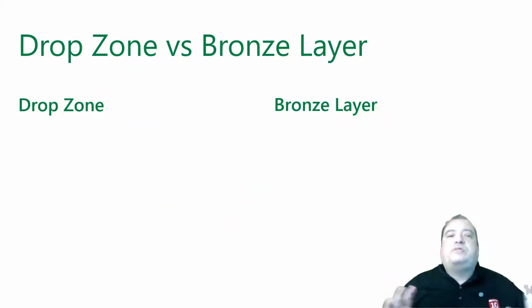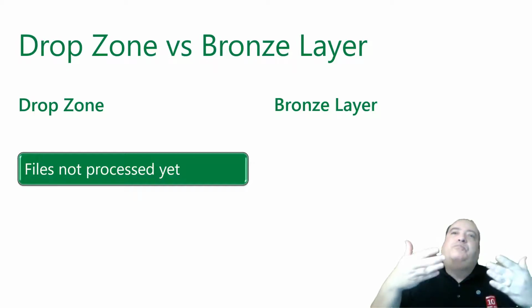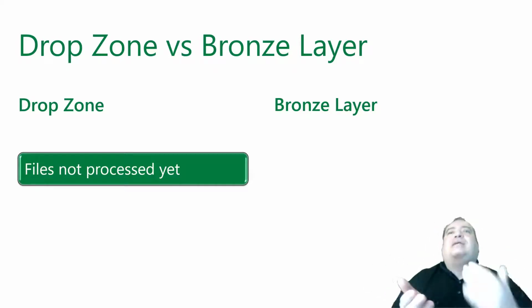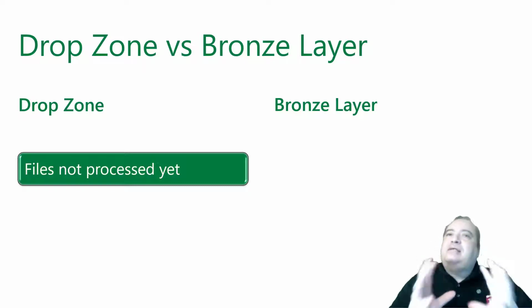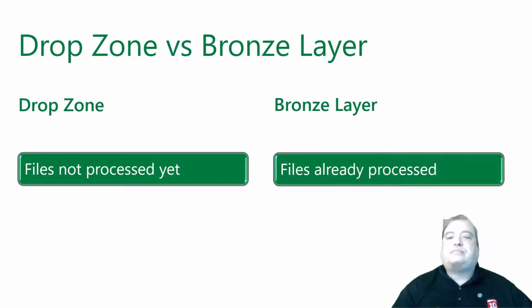Let's talk about the difference between a drop zone and the bronze layer. A drop zone receives files not processed yet. All the files arriving in the drop zone are files that have not been processed yet. If we try to mix files that are not processed yet and files that have already been processed, the idea is not so good. We may mix different things and we may have bad results.